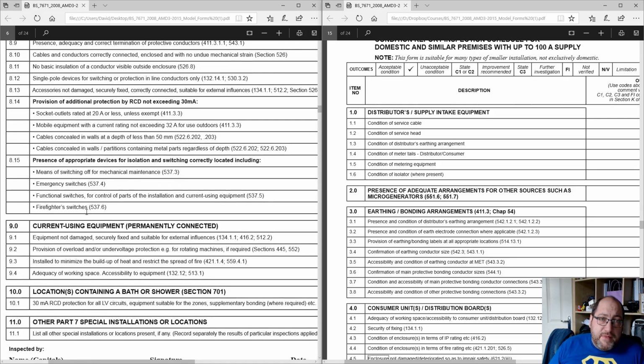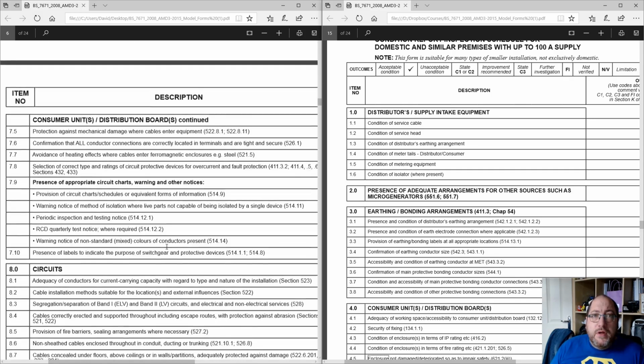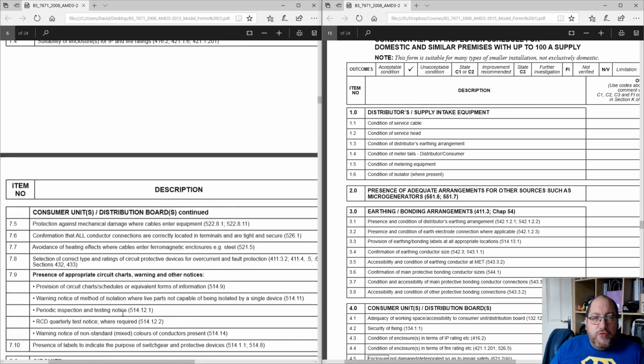And so on. Again, some of this might not be applicable. If you're in domestic, you may not have Band 1, Band 2. You may not have ferromagnetic enclosures. You may not have emergency switches. Who knows? But have a good read through those.